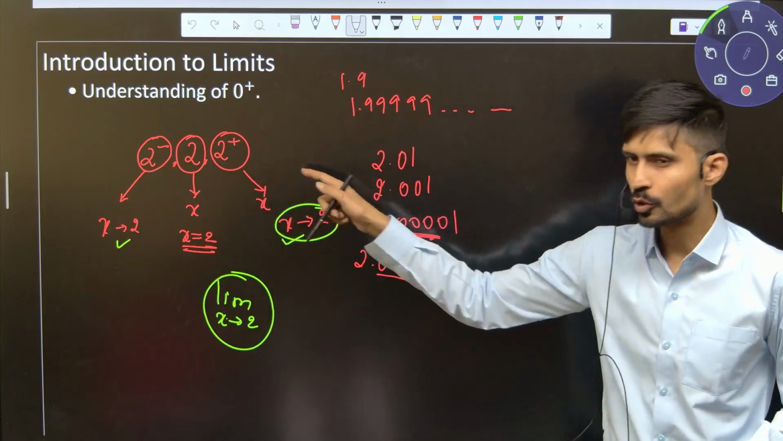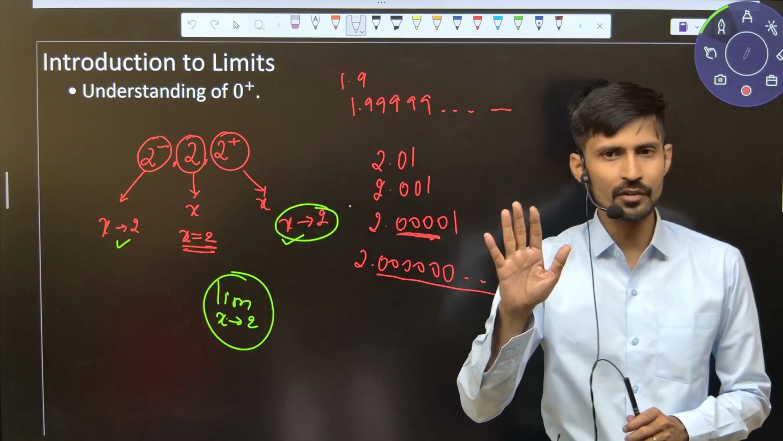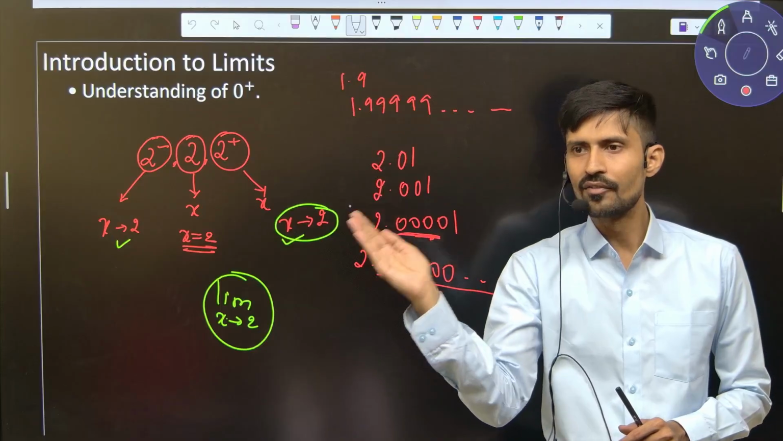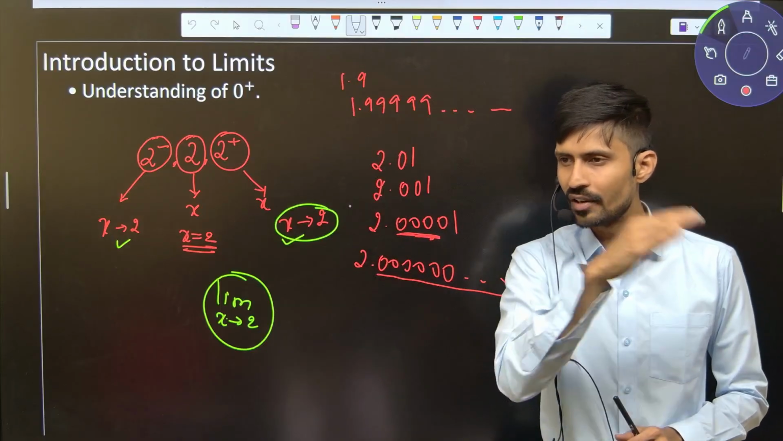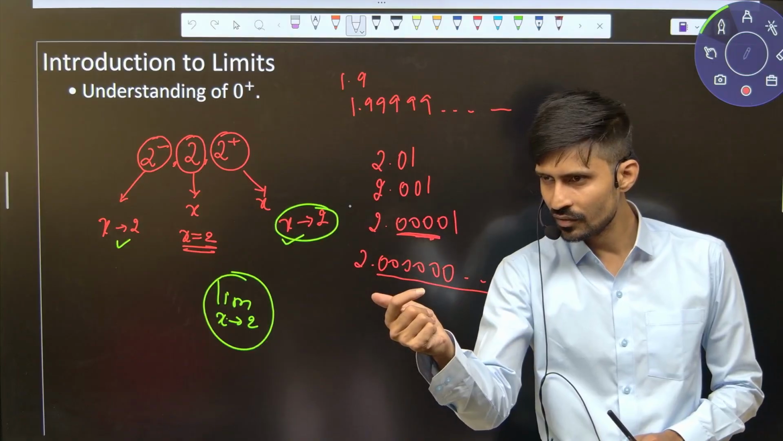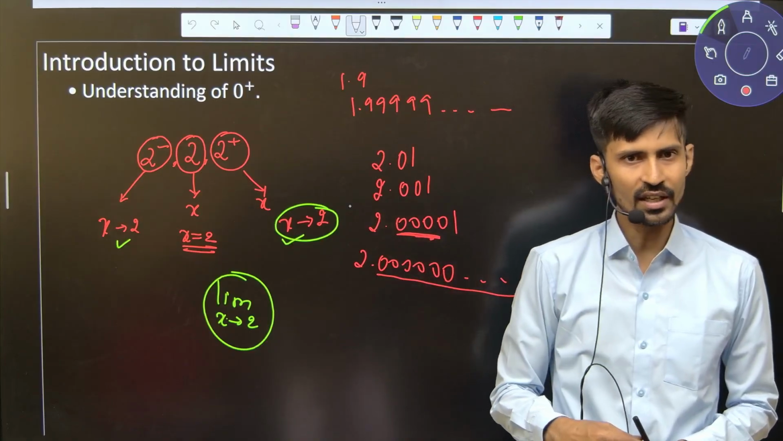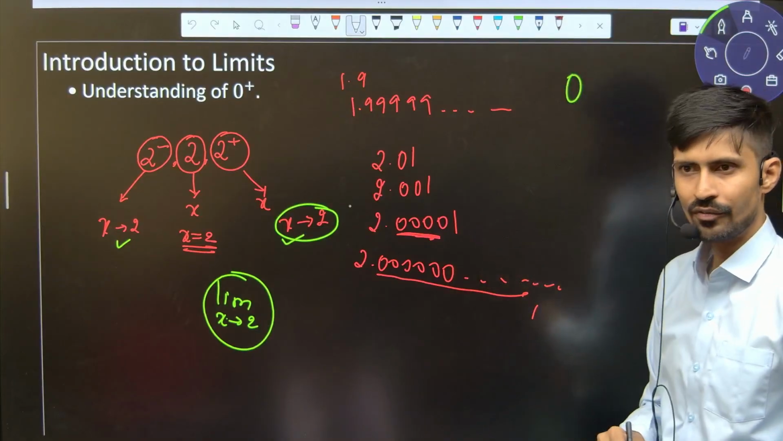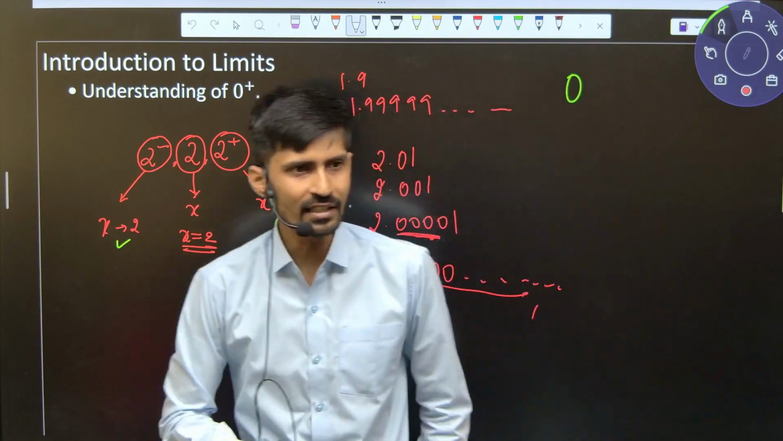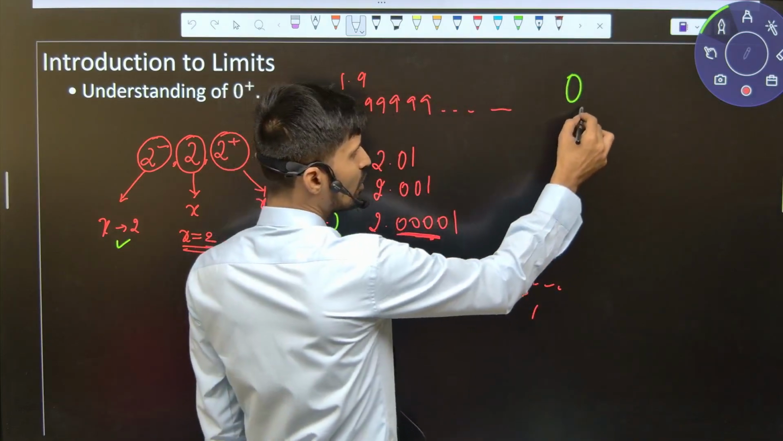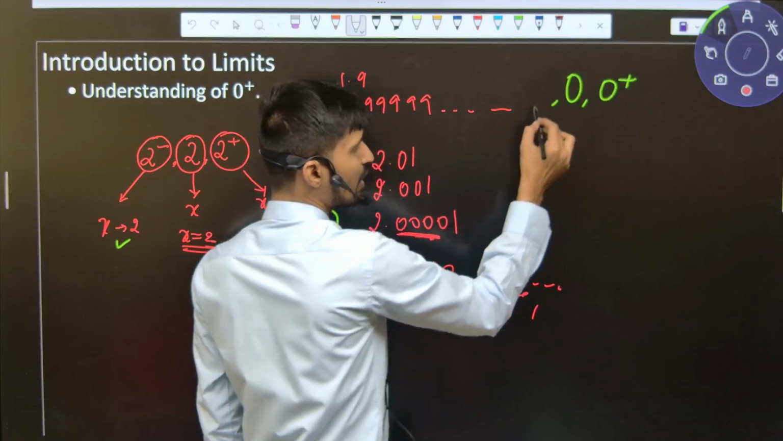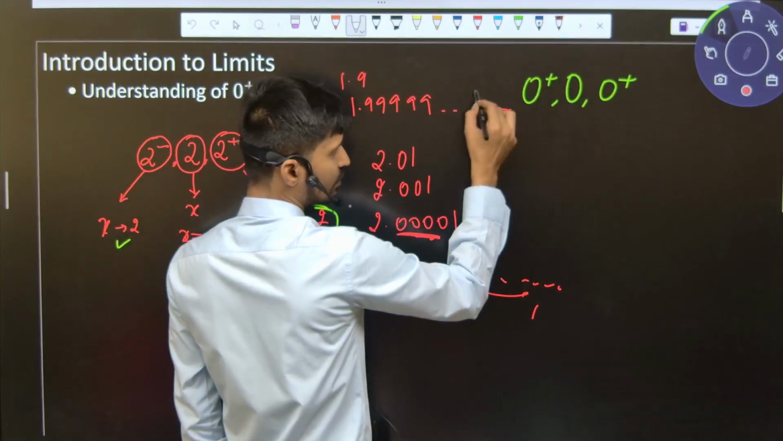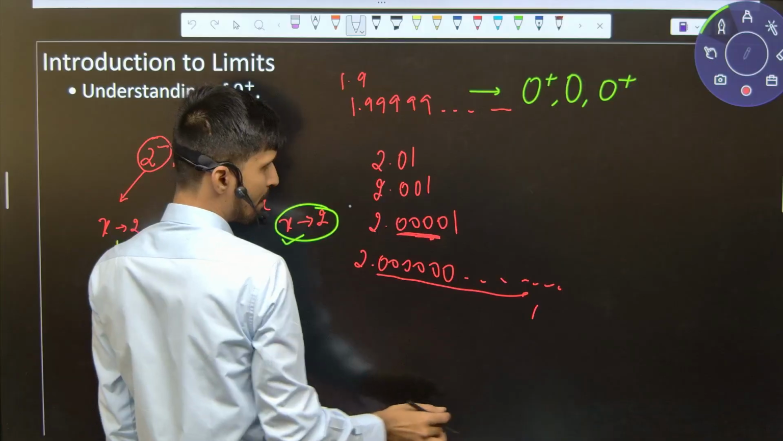Now 2 plus. So can you tell me if 5 is a number, which is the nearest number on the left hand side? 5 minus. Which is the nearest number on the right hand side? 5 plus. Okay. Now tell me, 0 is the number. Which number is nearest on the right hand side? 0 plus. And which number is nearest on the left hand side? 0 minus.